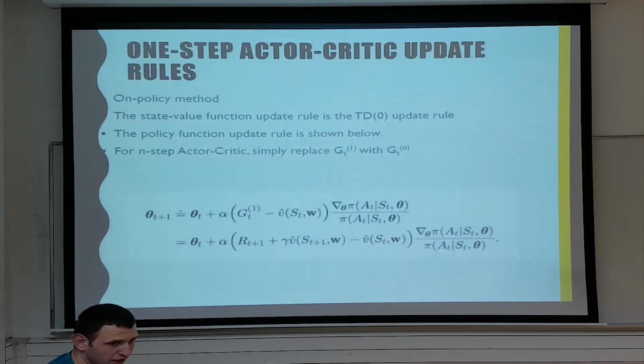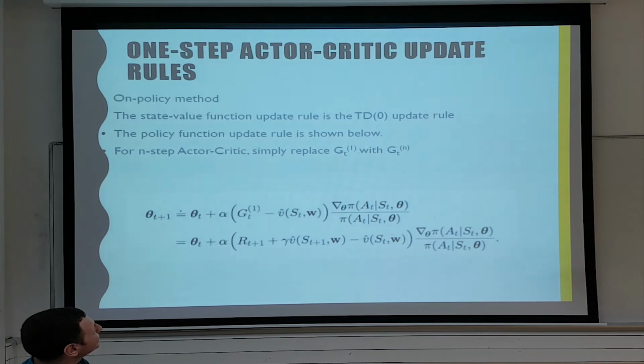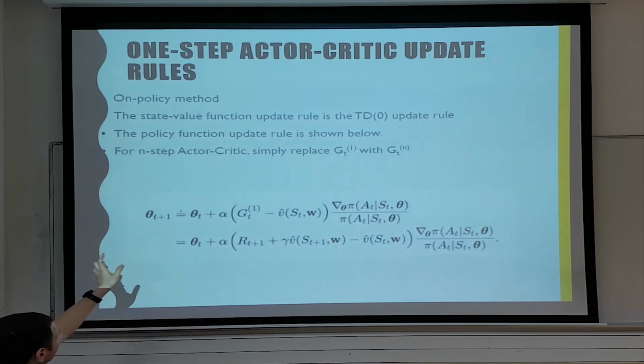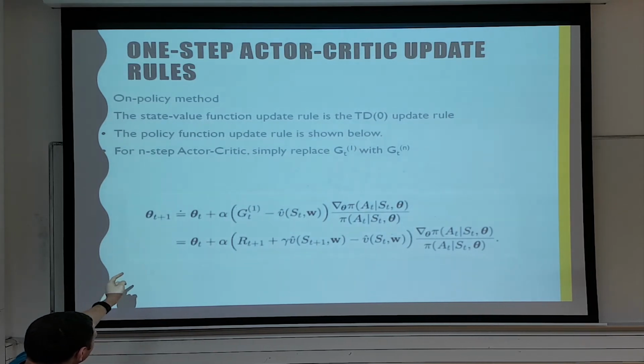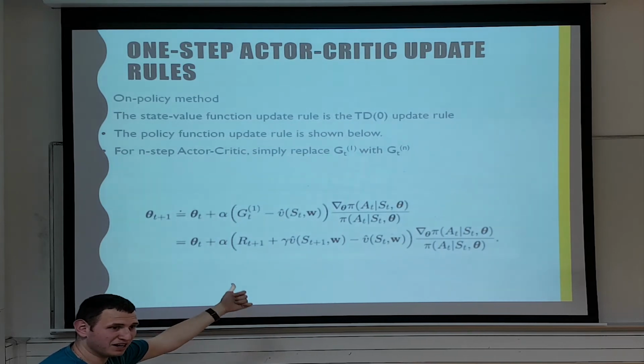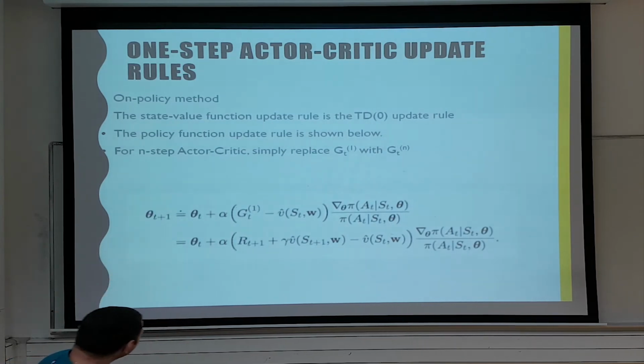Actually, it's all about defining a one-step actor-critic update, and then you will do it iteratively. For the on-policy method, the state value function update rule is the TD(0) update rule, and the policy function update rule is shown below. We have theta t plus 1, the next weight update rule. I remind you, it's our weight update rule, like we have in data science and deep learning.